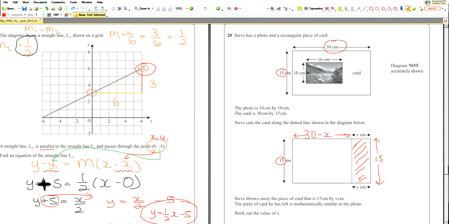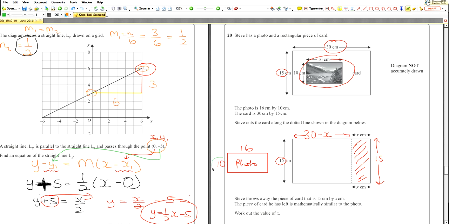Let's do a little rectangle here. Let's get a rectangle just to represent that. Right, this rectangle here represents what? It represents a photo. What is the measurement of the photo? 10 and 16.